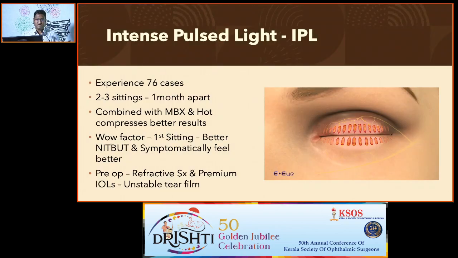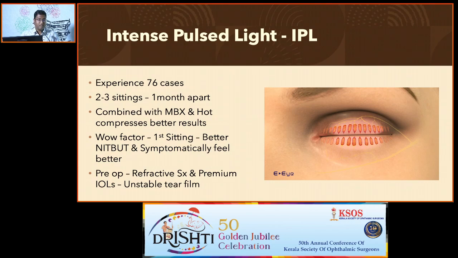So next, intense pulsed light. This is the thing that we are doing routinely. So far we have done it in 76 cases. Usually we do it 1 month apart and 2 to 3 sittings would be required. Combining with meibum expression and hot compresses yields better results. Usually you get a wow factor after the first sitting. The patient definitely feels symptomatically better, and there is better non-invasive TBUT.